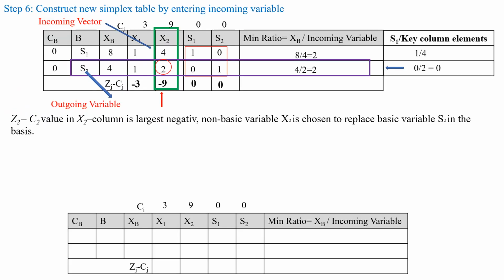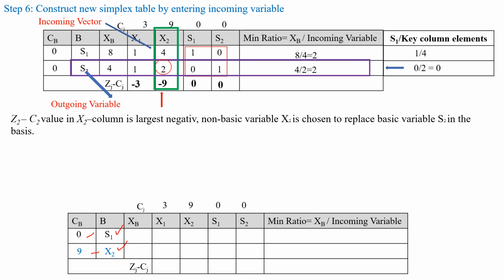Next step is to construct the new simplex table by entering the incoming variable. Here X2 is the incoming variable and S2 is the outgoing variable. So replace the S2 with X2 in the new simplex table. In the basis we have to write S1 and X2, and CB is its cost coefficients, that is 0 for S1 and 9 for X2.